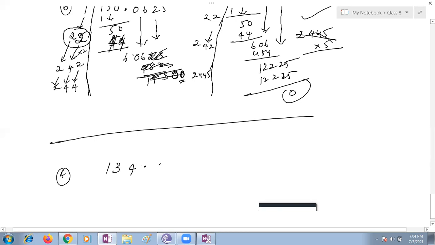Ma'am, it's not visible. Okay. 0 0. How many zeros are happening? 6 zeros, Nana. Point after 1 2 3 4. 6 zeros are happening. Please find the square root of this number.